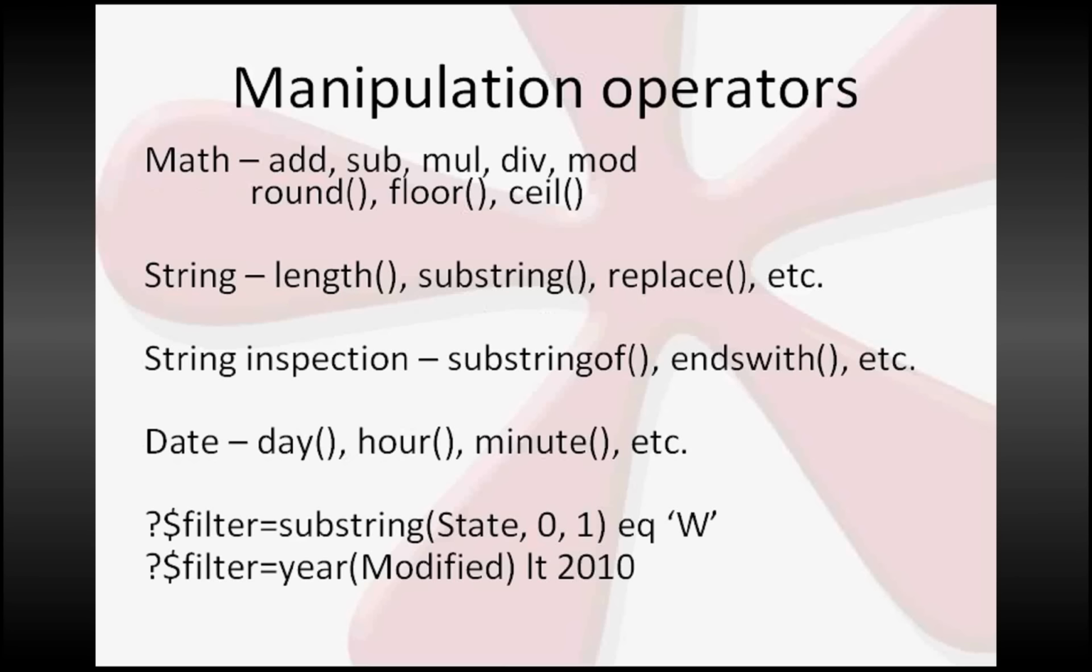So down here in this example of a filter, if we wanted to get all the records where the state abbreviation started with a W, we could use this. So it's first taking the first letter of all the state values, and then finding which ones are equal to W. If we wanted to only get records that were modified before 2010, we'd get the year of the modified value, and then check for those that were less than 2010.